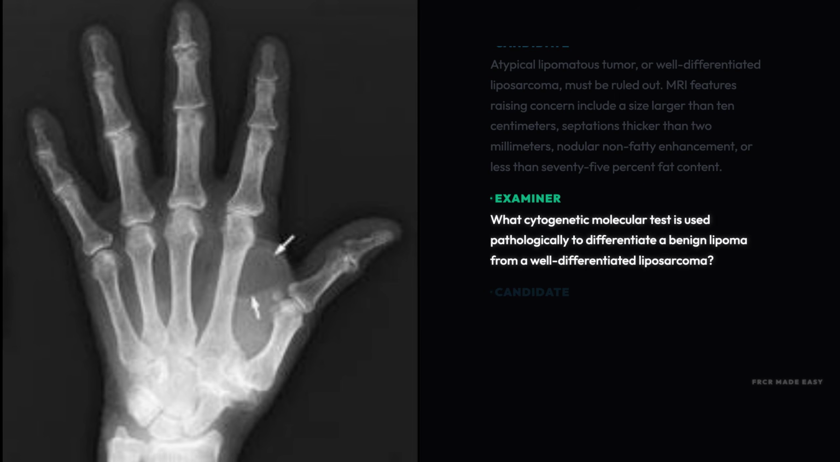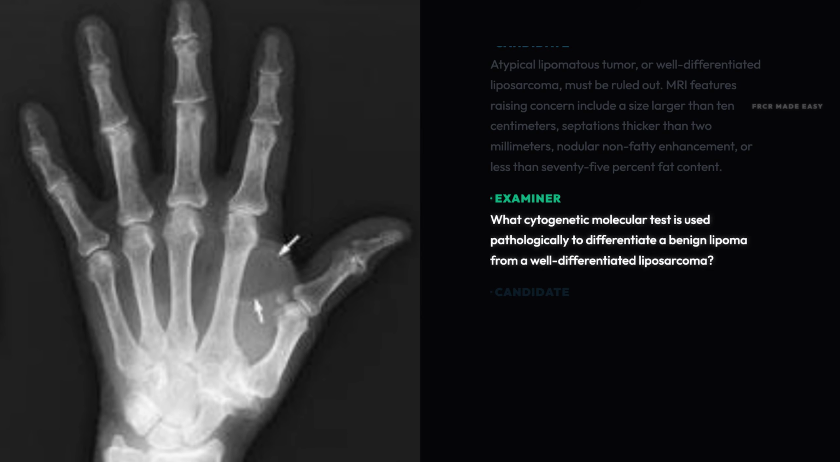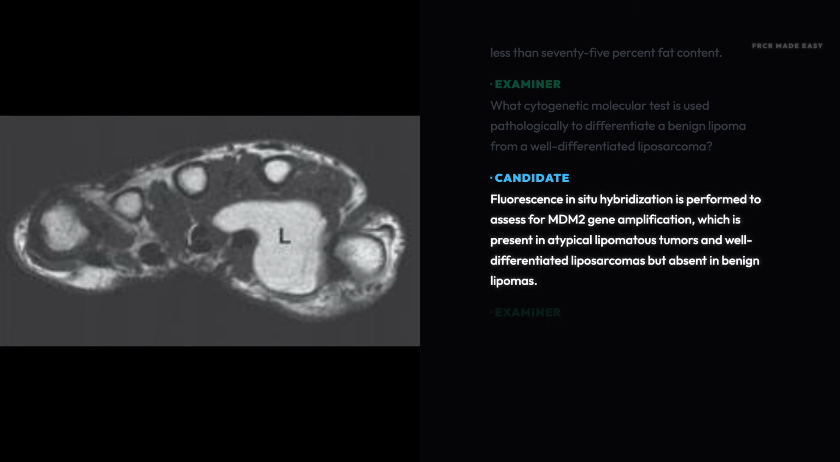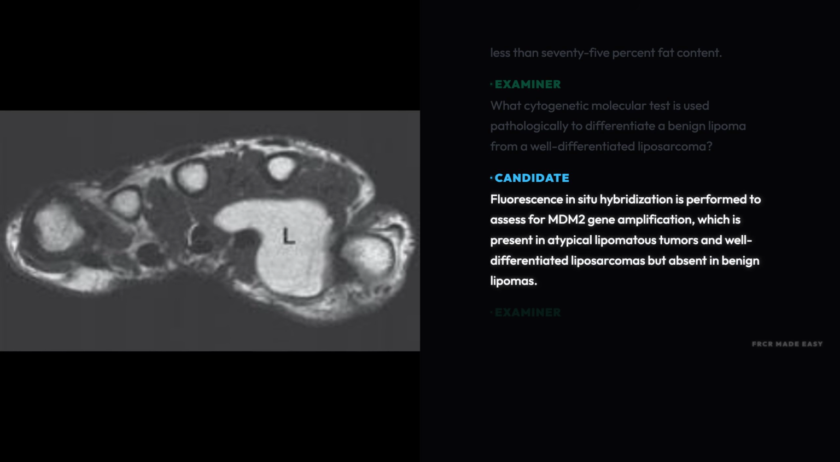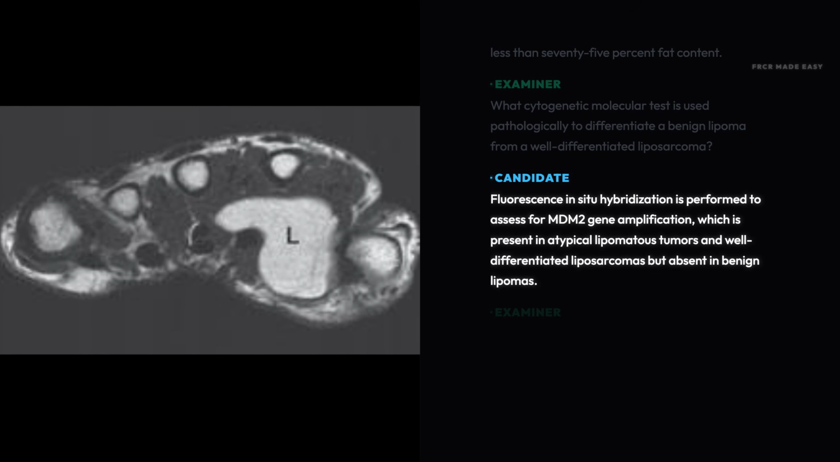What cytogenetic molecular test is used pathologically to differentiate a benign lipoma from a well-differentiated liposarcoma? Fluorescence in situ hybridization is performed to assess for MDM2 gene amplification, which is present in atypical lipomatous tumors and well-differentiated liposarcomas, but absent in benign lipomas.